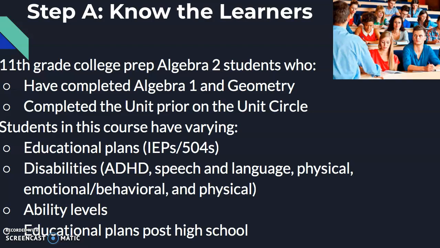Step A, know our learners. This is for an 11th grade college prep Algebra 2 class. Before this, students have completed Algebra 1 and Geometry, and they've completed the prior unit on the unit circle. We also know that our classes have educational plans, so IEPs, 504 plans, and also various disabilities, and various abilities in their levels of learning.